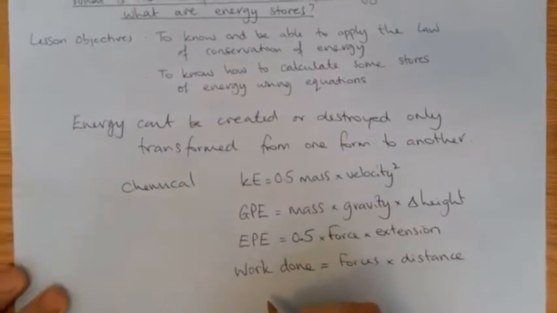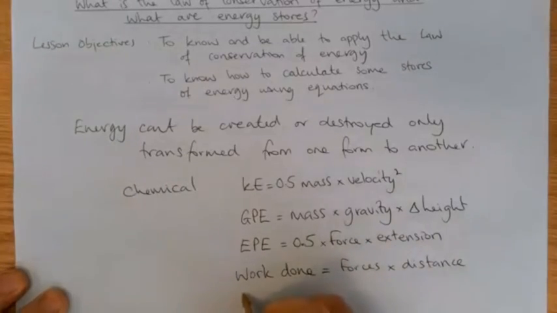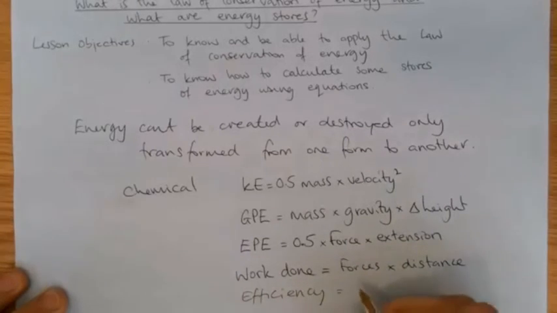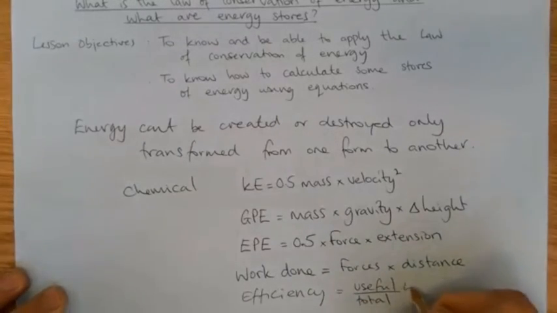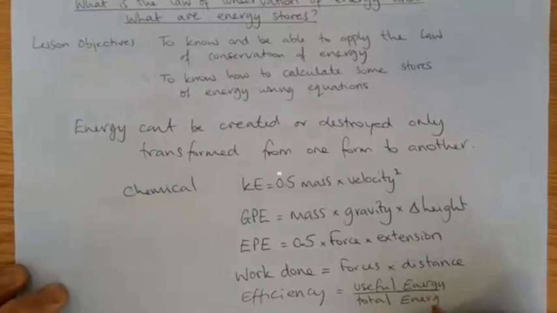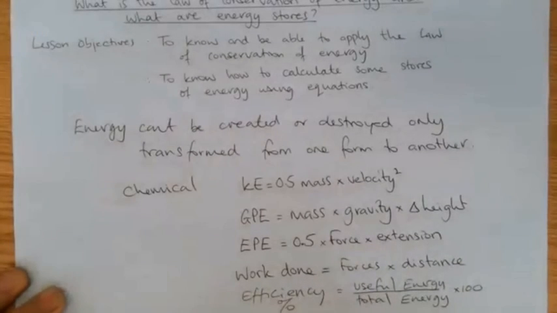And finally, we were looking at efficiency, which is useful energy over total. So you think about where the useful energy is that you want, divided by the total energy that goes in, and if you multiply by 100, the value is in percentage.